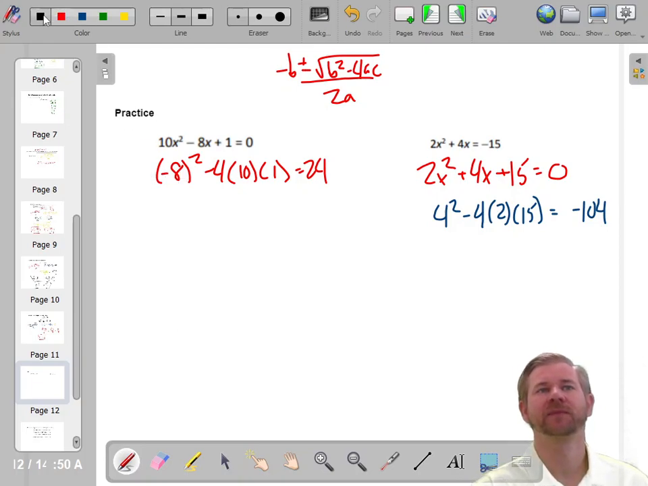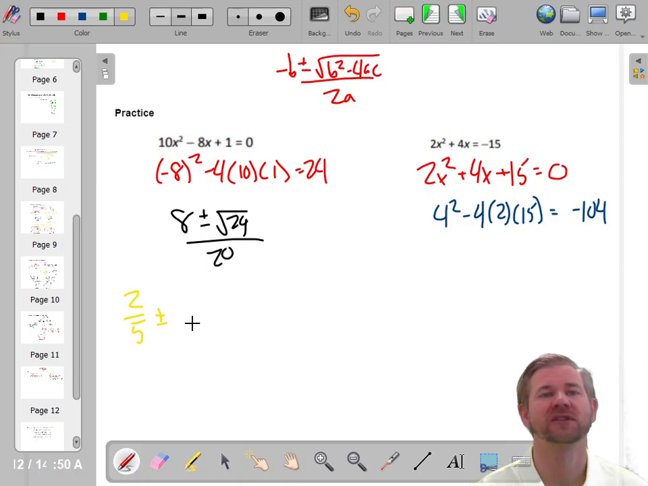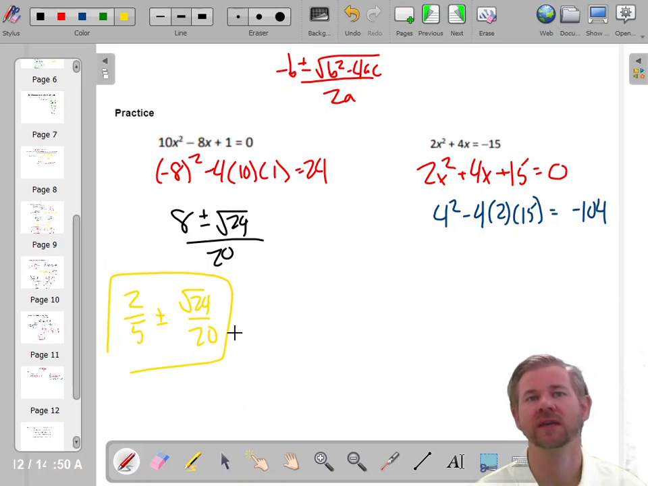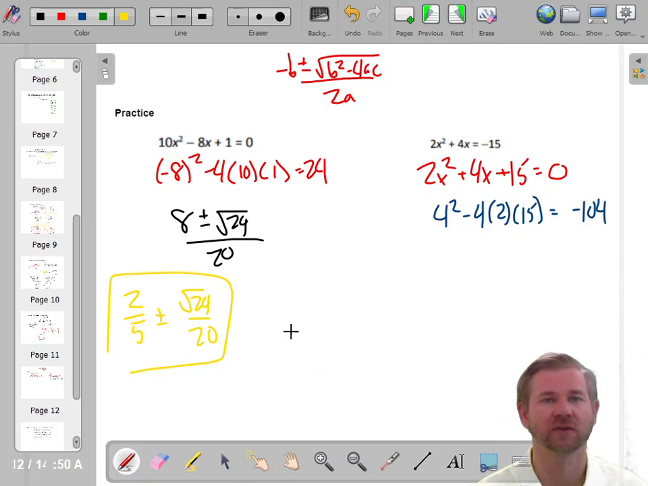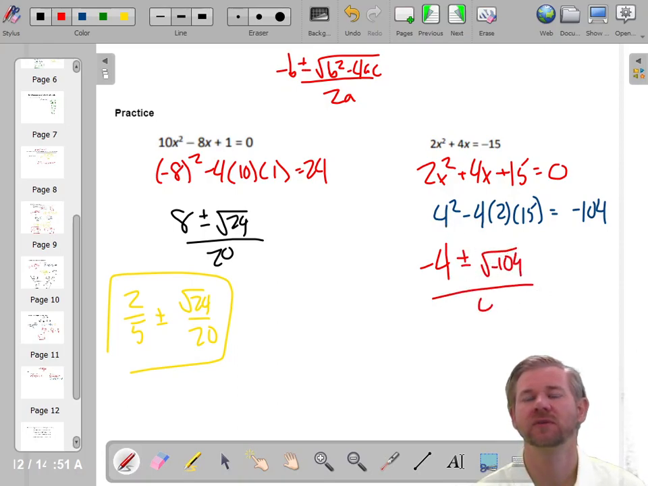So let's keep going on this one. I've got the discriminant. The opposite of b would be 8 plus or minus radical 24 over 2 times 10, which is 20. And we're just going to write that as 8 over 20. Those are both multiples of 4. So 2 over 5 plus or minus radical 24 over 20. Okay, I can reduce 8 over 20, but this is just 1 over 20, so I'll just leave it as 1 radical 24 over 20. When I do this one, I'm not going to get very far. The opposite of b, the opposite of 4, is negative 4. Negative 4 plus or minus the square root of negative 104 over 2 times 2, which is 4.